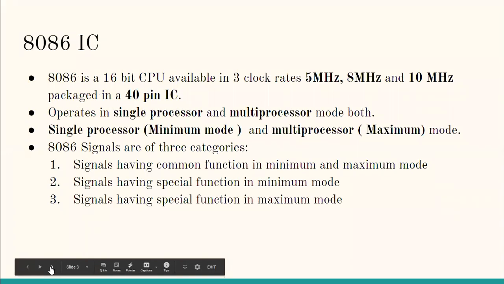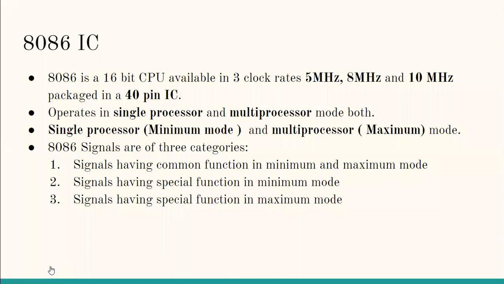So, we have seen that 8086 is a 16-bit microprocessor and it is a single chip CPU. So when you take it in the IC form, the 8086 IC is a 16-bit CPU and it is packaged in a 40-pin IC. Now to make this IC work, it is available at 3 different clock rates, that is 5 MHz, 8 MHz and 10 MHz.